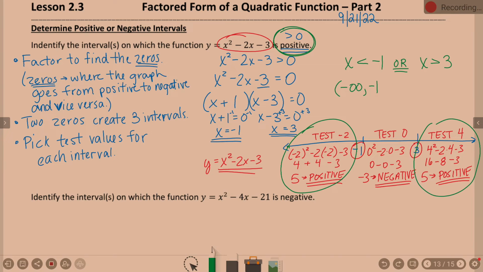Bracket? Not bracket. I was stopping to think there. At -1, realize -1 was a 0. What does my graph equal at a 0? It's 0. It's not positive, it's not negative. So we're going to use parentheses. So negative infinity to -1, union. Where does my next interval start? Here at 3 with a parenthesis, over to positive infinity.